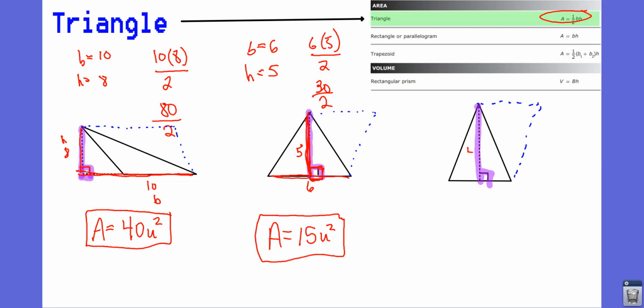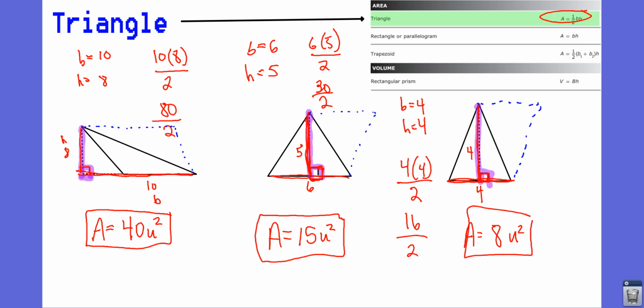Let's do 4 and 4. So just to emphasize the base and height, this is the only part that's difficult. How tall the H is going to be your height. And where the B sits, or where the chair legs sit, is going to be your base. Base equals 4. So 4 times 4 divided by 2, 16 divided by 2. Area is 8 square units. That's a review of triangles.